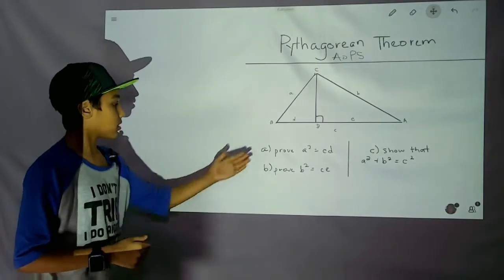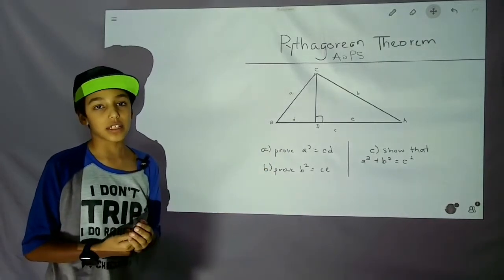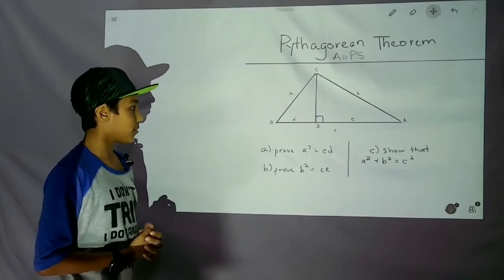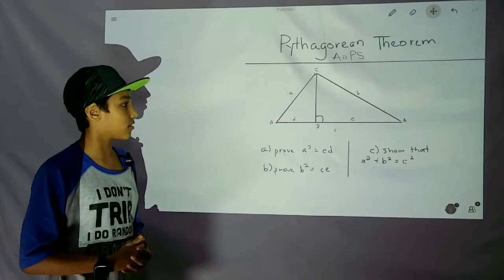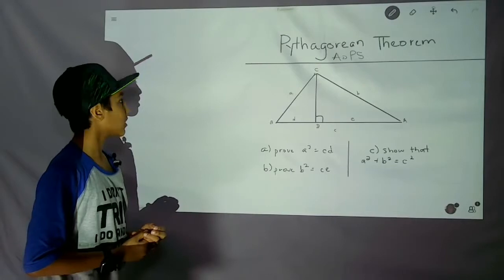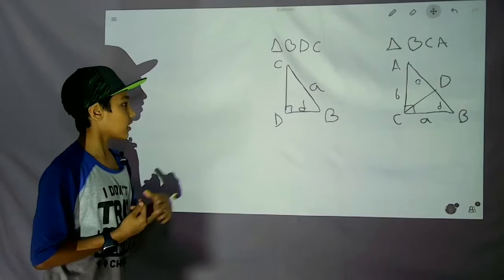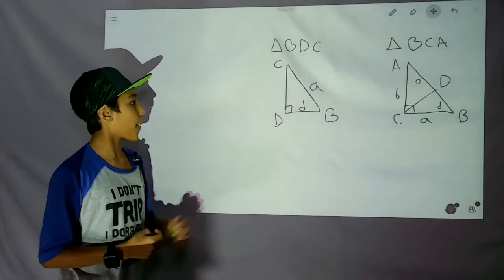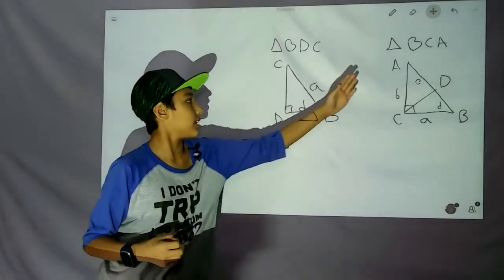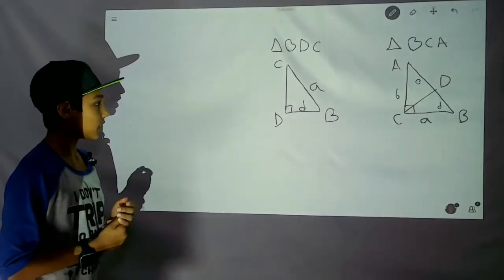So we start on A, which says to prove that a squared equals cd. To do that, we need to find the corresponding sides. And to make that easier, we need to rotate and flip the triangles to make the sides correspond. So we will demonstrate that down here. This is triangle BDC, and then on the right is triangle BCA. So now it's a little bit easier to see the corresponding sides.